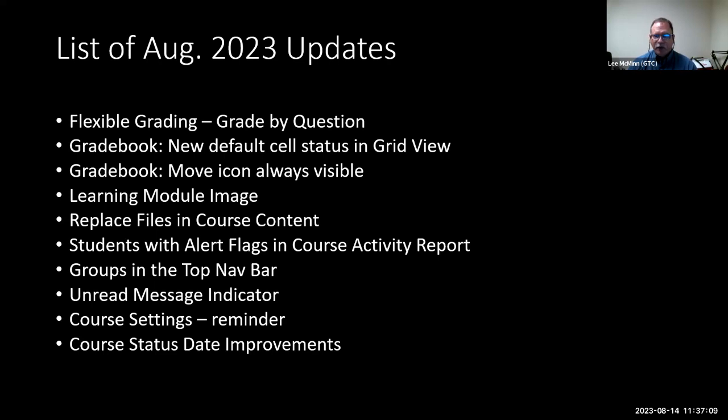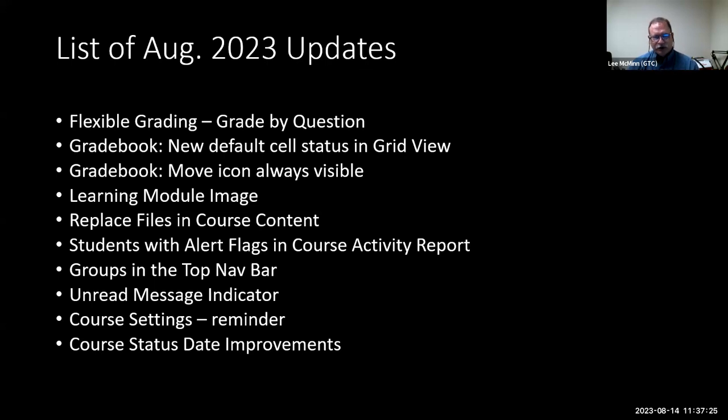Groups in the top nav bar, that pretty much says it all. Unread messages indicator. Now, some of you may have seen at the beginning of August when this came out, there was a little glitch, there was a little error. They got it fixed within a week. This is great, and you'll see what I'm talking about when we get to it.